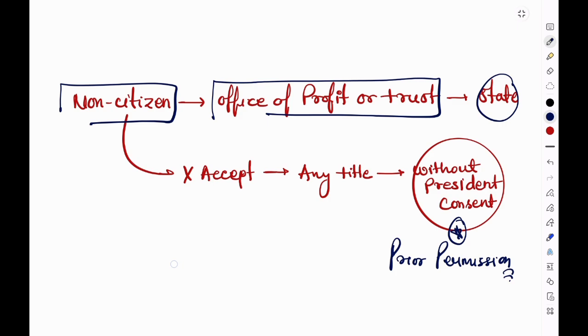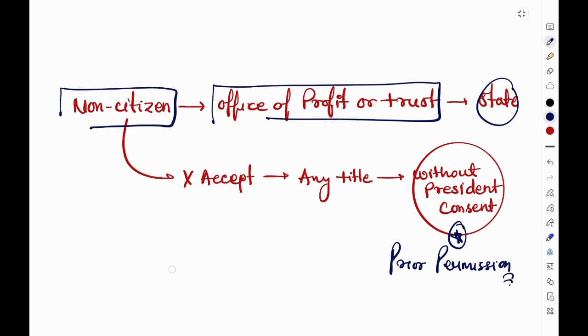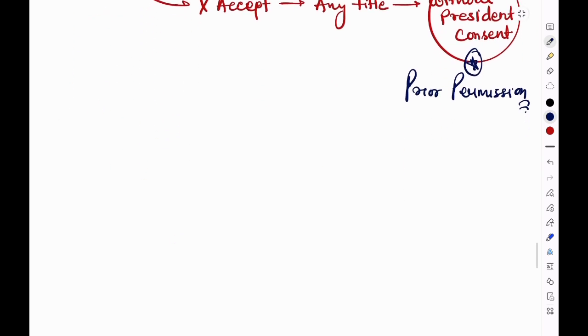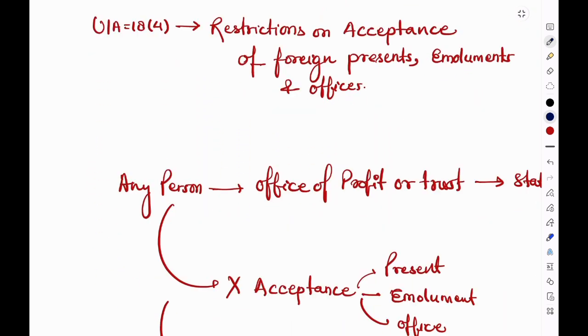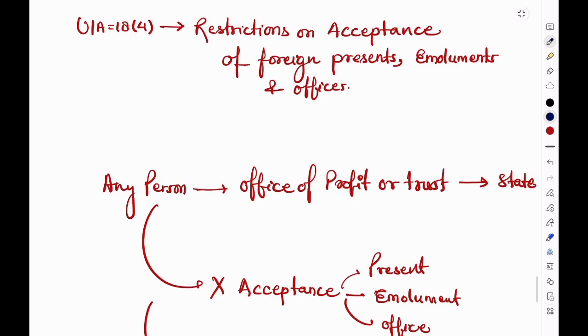It is prohibited. And the same basic principle applies here also, that the public office must remain independent and loyalty to public duty must prevail. Now we have covered Article 18 clause 3. Now we will see what? Article 18 clause 4.